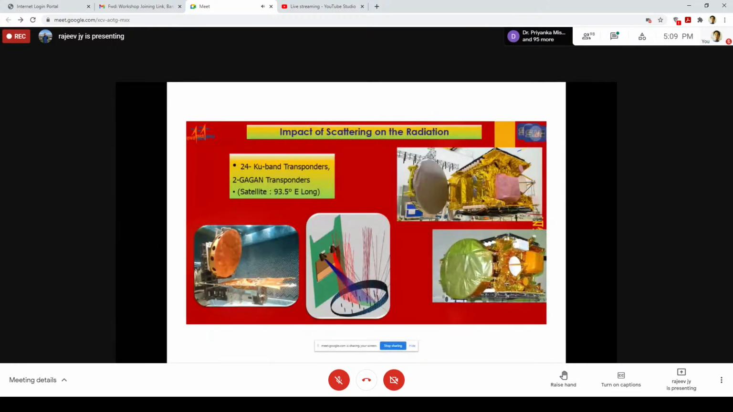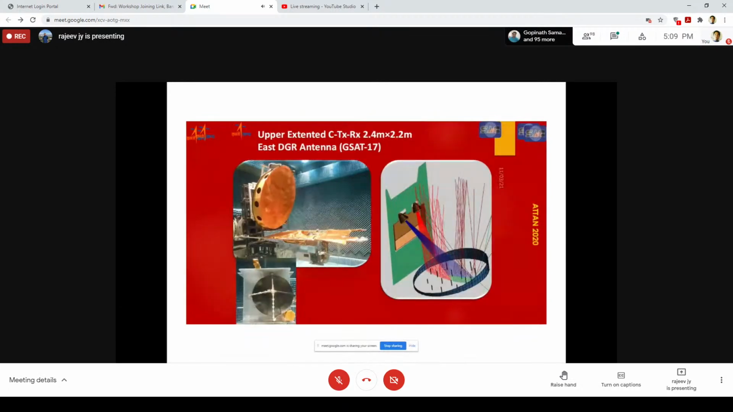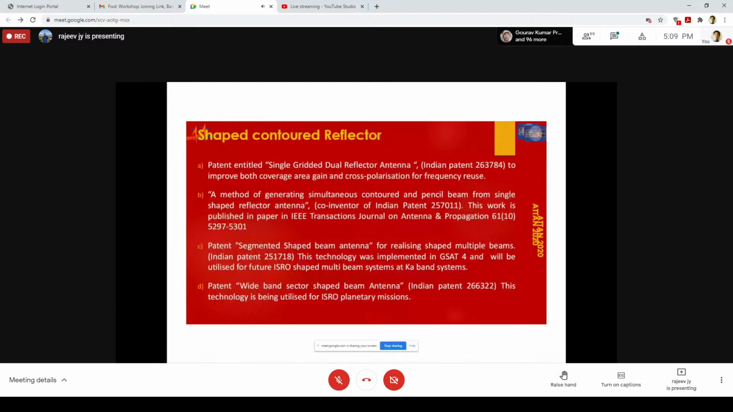So these are the various examples when we do the scattering analysis. When one antenna is mounted on one spacecraft, how it is interacting with the spacecraft body as well as with other antennas. This is what we've seen, and then we ensure that there is no deterioration on the side lobes as well as on the cross polarization.